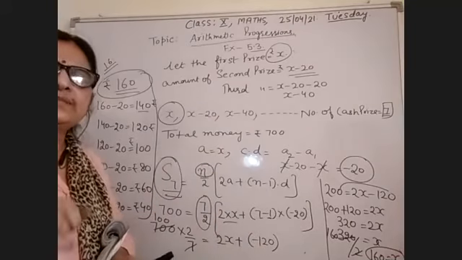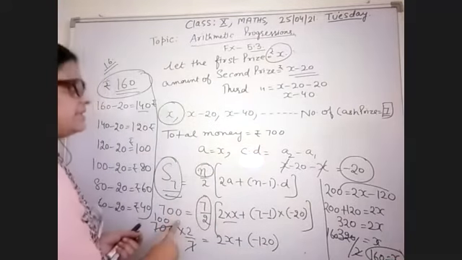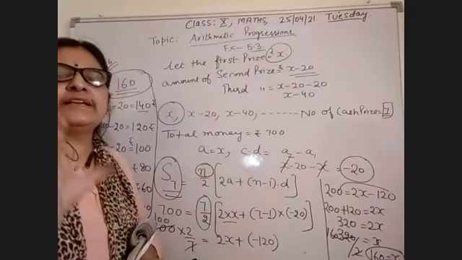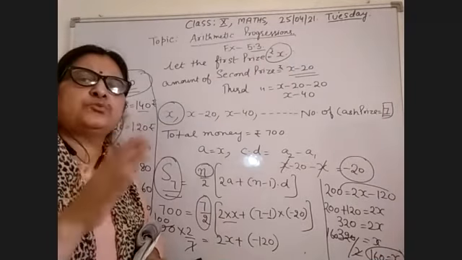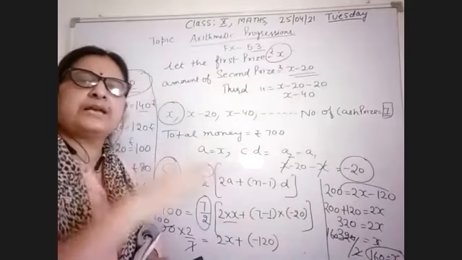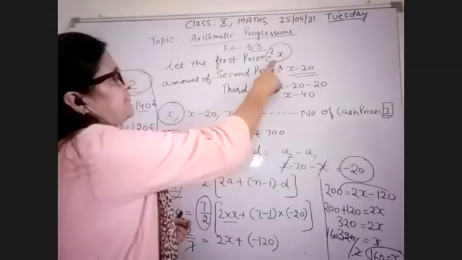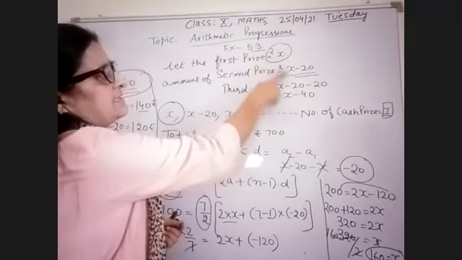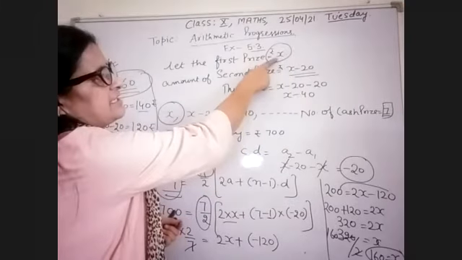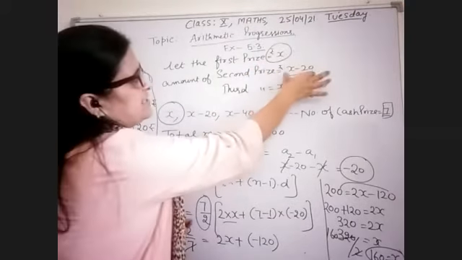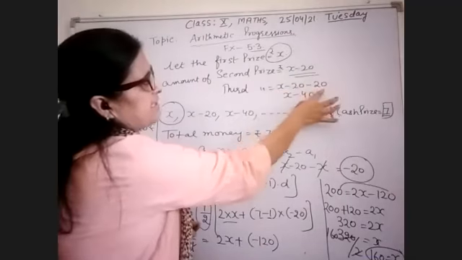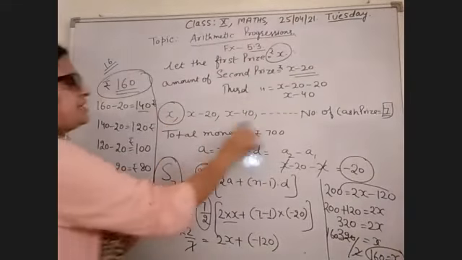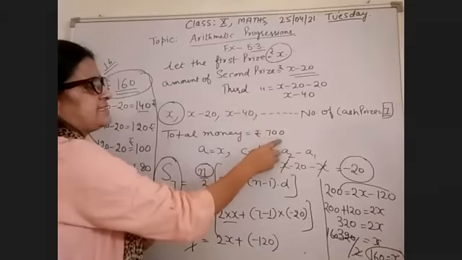Total cash prize money jo thi, that is 700, and I let in the question it is given that every cash prize is 20 rupees less than the preceding prize money. So I let the first prize money X. The second prize money is 20 less than the preceding money. Your preceding money is X. Now your preceding money is X minus 20 and the next prize is X minus 40. So this is forming an AP and total money is 700.